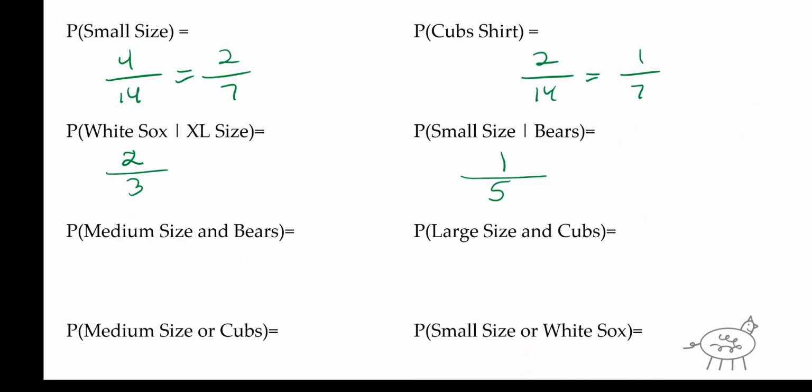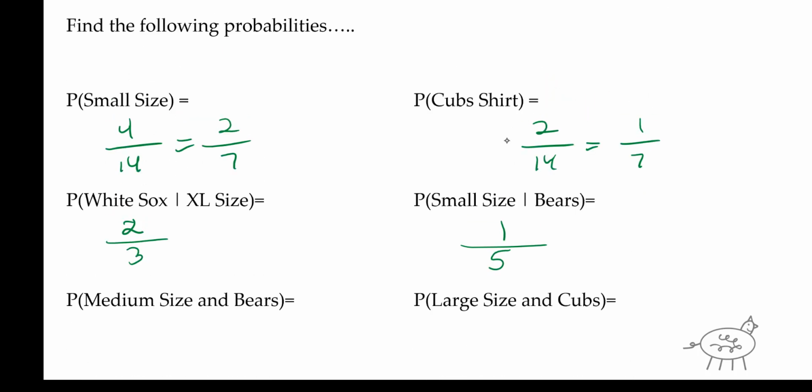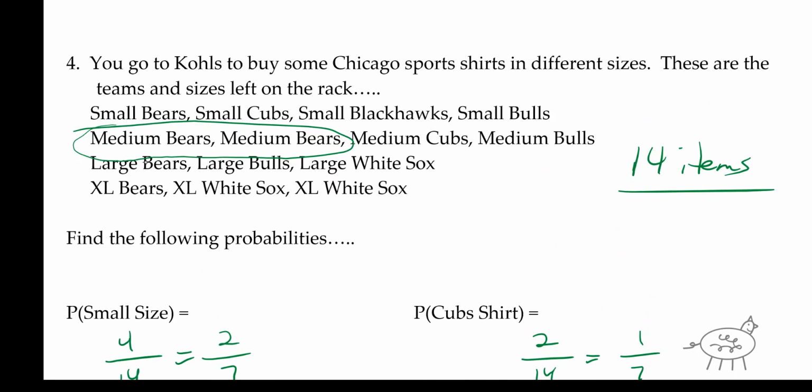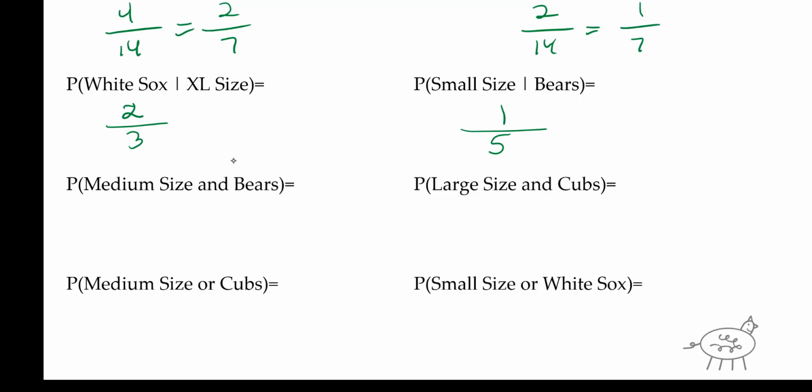Okay, so what is the probability of a medium size and a Bear? So you basically just look for medium size and Bear. Both have to be true. And I just circled it already here, there are 2 medium Bears shirts. So it's 2 out of 14. It's pretty easy. 2 out of 14, okay, or 1/7.